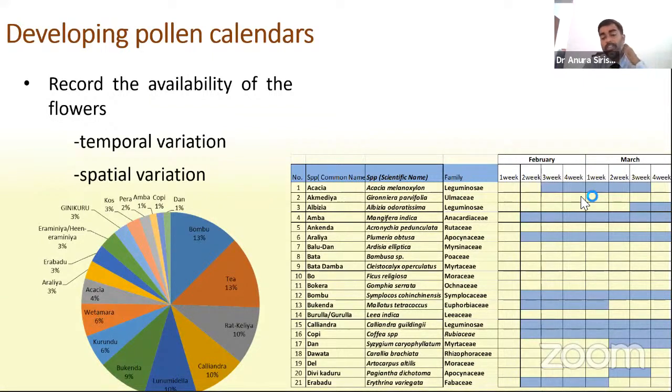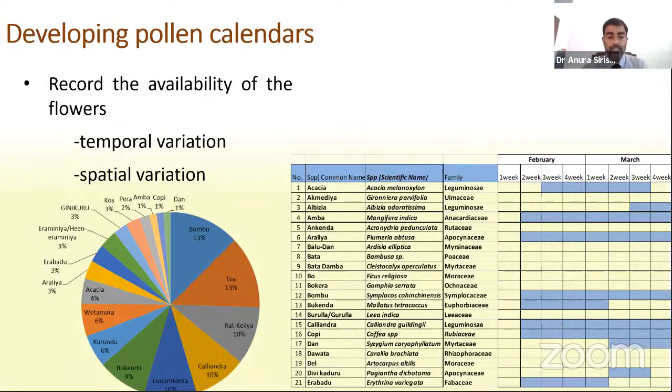We have been developing pollen calendars for different areas in the country for the moment. Likewise, February, March, we have to continue, it should be a one year study at least, right? Then you can record during what period, so acacia, this plant, you can see during this time the flowers are available. If you have a pollen calendar like this, then you can recommend, okay, this area is good for beekeeping. These are the foraging sources already available in a particular area. If there are some deficiencies, we can introduce some other plants from outside also, right?